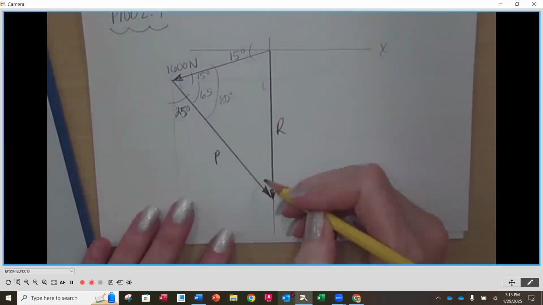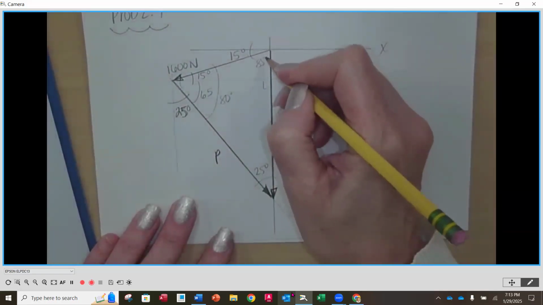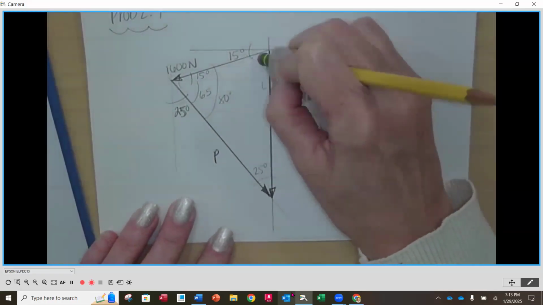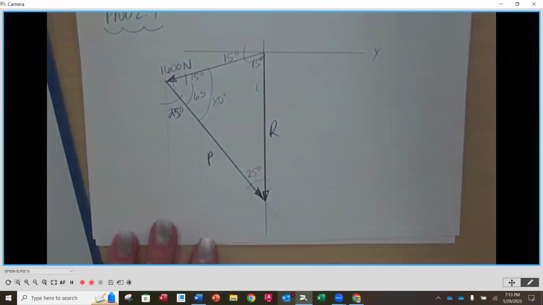If this one is 65, this one is 25, this one is 15, this one is 75. There we go. So now you have all the internal angles, right? You know one of the sides, so you should be able to solve for the magnitude of the resultant and the P here, like it's asking for.